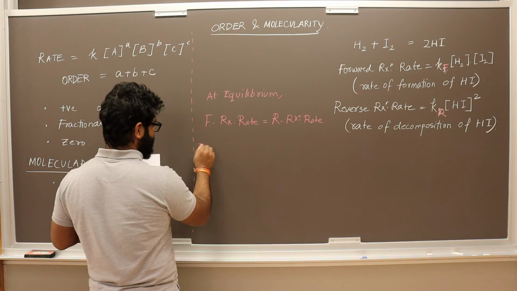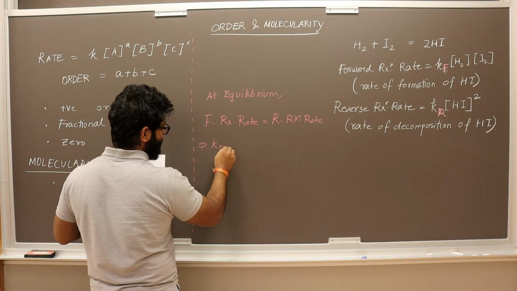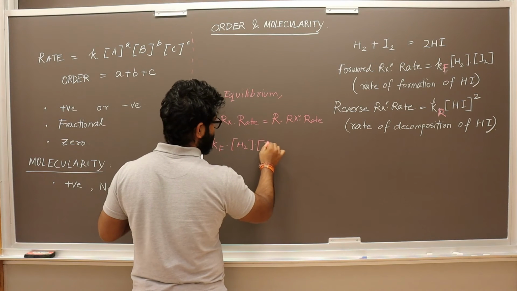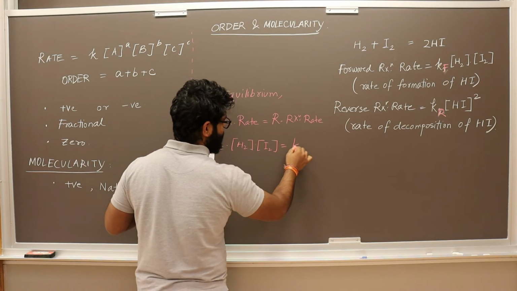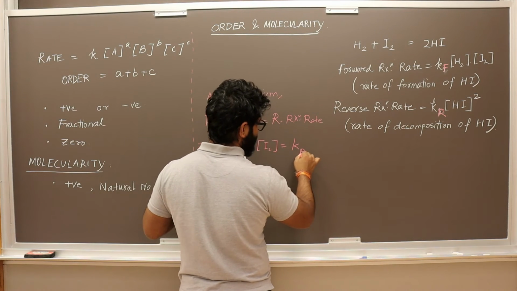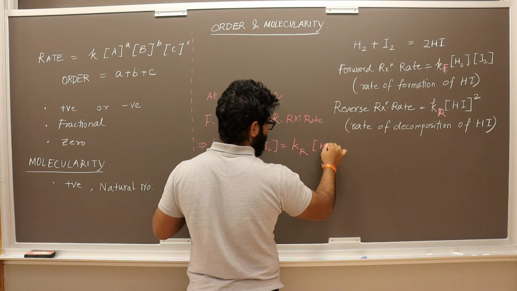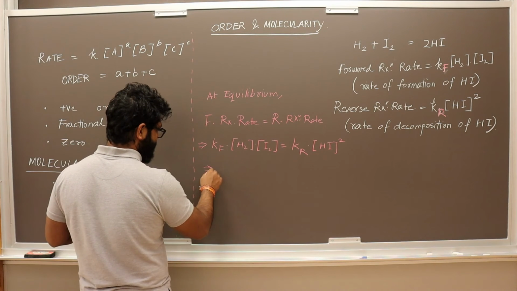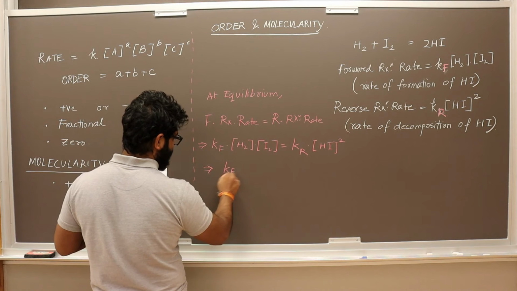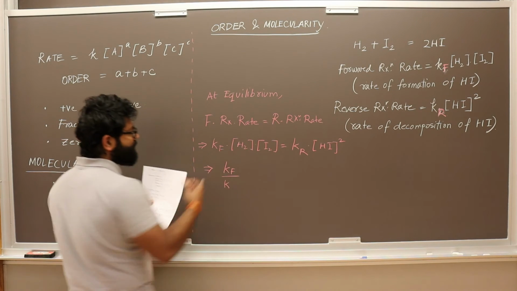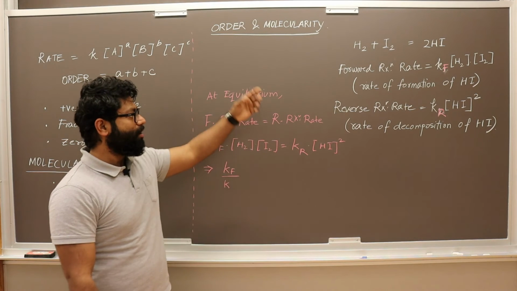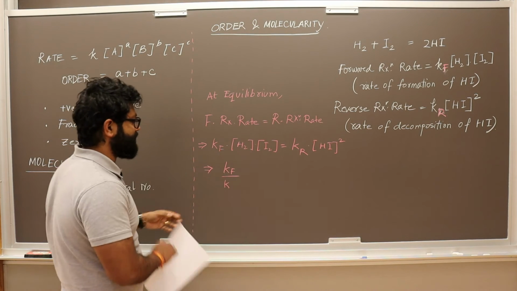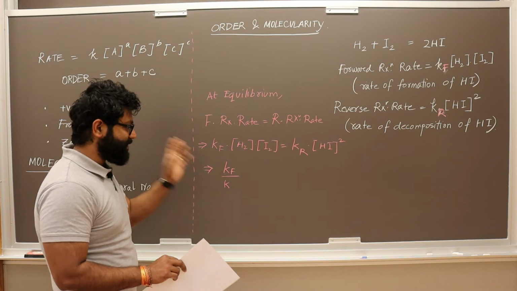In here, what it becomes is Kf times H2 times I2 becomes equal to Kr times HI squared, right? Now, Kf and Kr are the rate constants for the forward reaction rate and the backward reaction rate. So these are constants. These do not depend on anything else. They are dependent on temperature, but at a fixed temperature, they are constants.